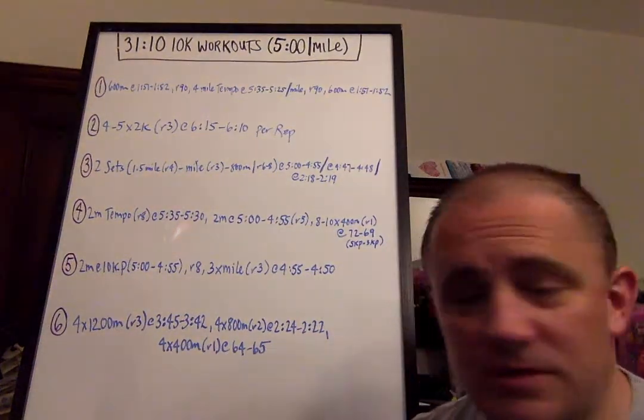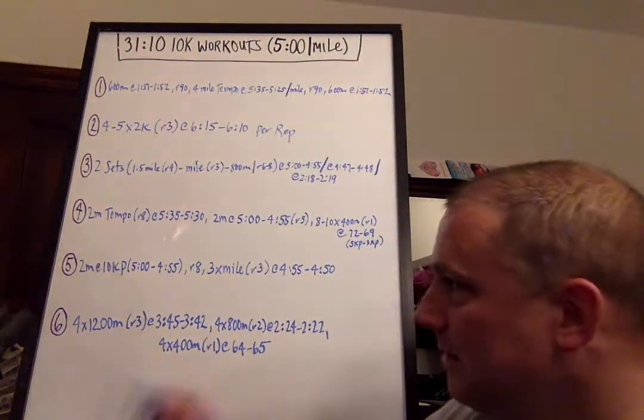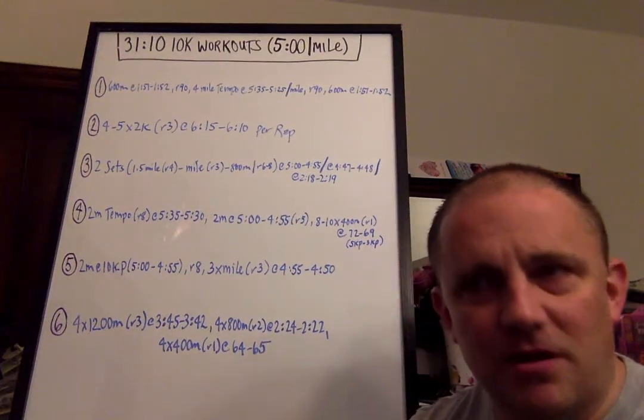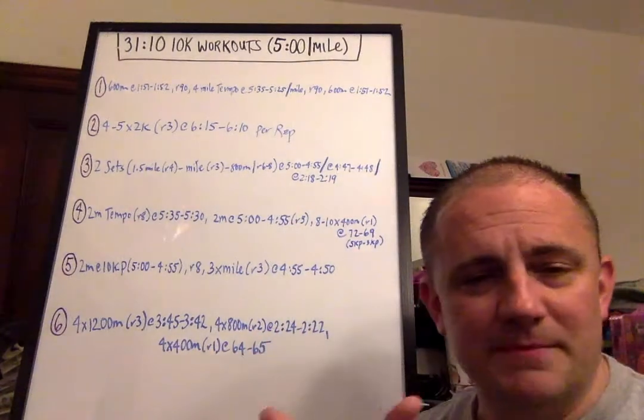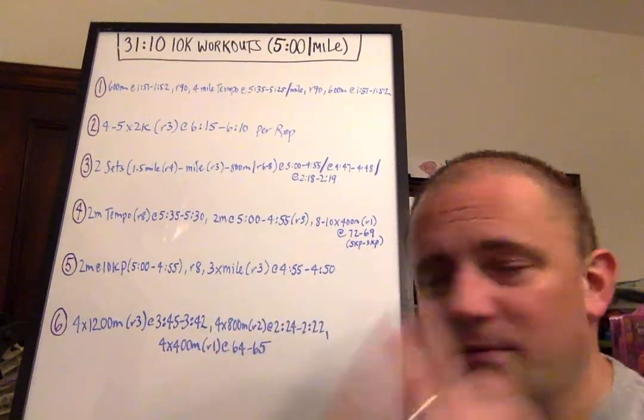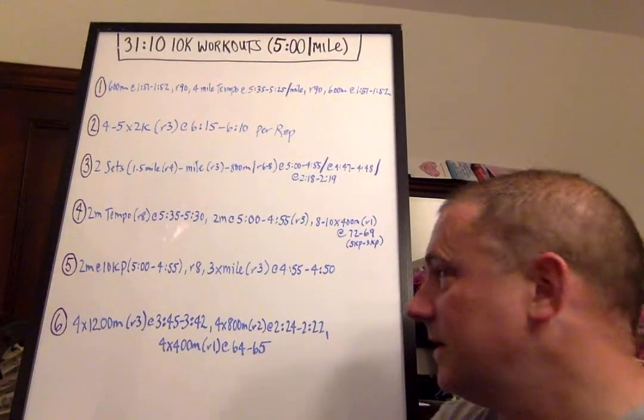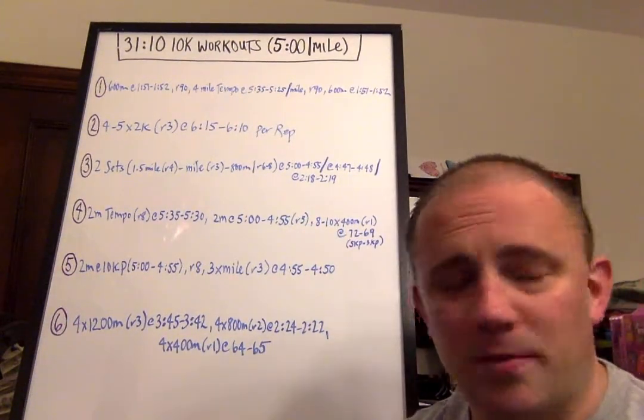Okay, you do 2 miles at your goal 10K pace, which is 5 minutes to 4:55 per mile. All right, and you take an 8-minute active recovery, and then on the back end you do 3 times a mile. Mile repeats with a 3-minute recovery, but it's slightly faster, 4:55 to 4:50 per mile. Okay, so 5 to 10 seconds faster per mile than goal pace.